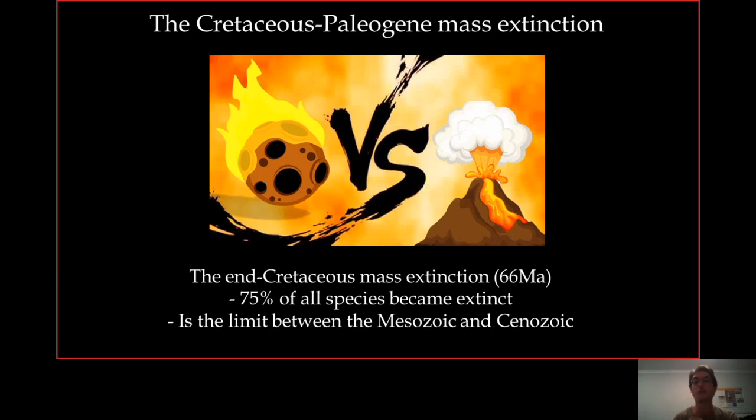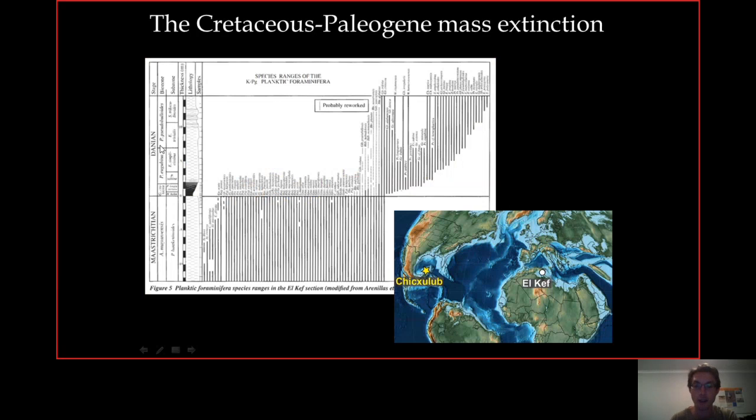And there are still a lot of debates around the reason for that mass extinction. Some people say that volcanic activity in India triggered the mass extinction, and some other people say that it was a meteorite falling in Mexico, in the Yucatan Peninsula, that triggered the mass extinction. So this is the site where people think the meteorite fell, near Mexico. You can see it, Chicxulub.